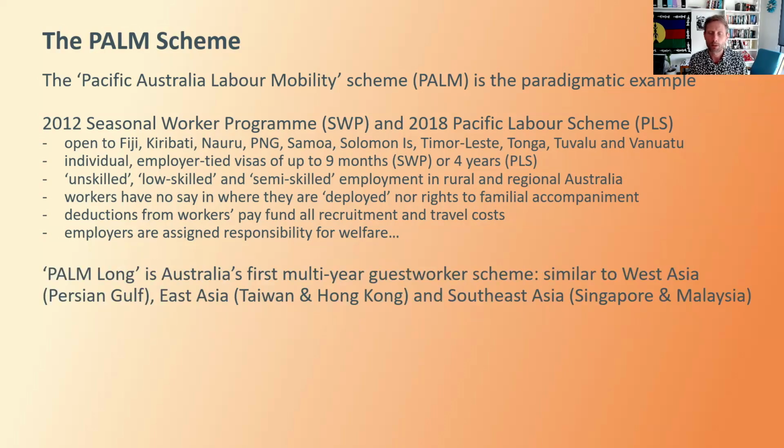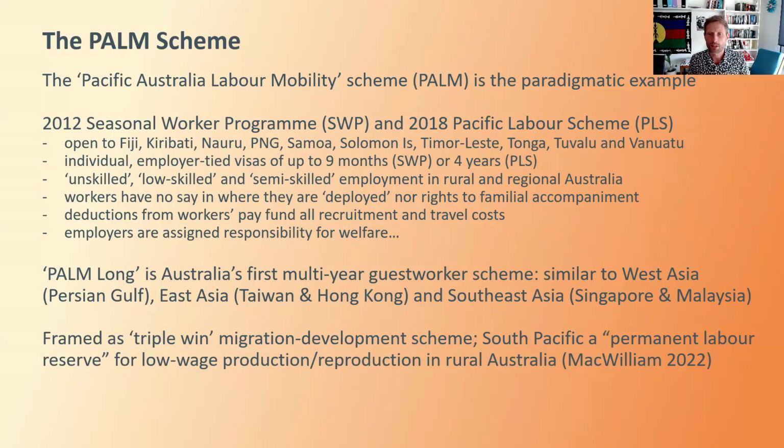So my contention here is that PALM Long in particular, the longer term scheme, is really Australia's first multi-year guest worker program. It has very similar policy parameters to what we see in West Asia, in the kafala system that pervades the Persian Gulf, but also in East Asia, in Taiwan and Hong Kong, or in Southeast Asia and Singapore and Malaysia. These are really the sort of facsimile models to what we see in Australia's PALM program. Of course, it's framed as a triple win migration development scheme by the Australian government, but I'm much more sympathetic to Scott McWilliam's determination that really what this is doing is framing the South Pacific as a permanent labour reserve for low-wage production and reproduction in rural Australia, and really trying to tether the region to the needs of Australia's rural economy.